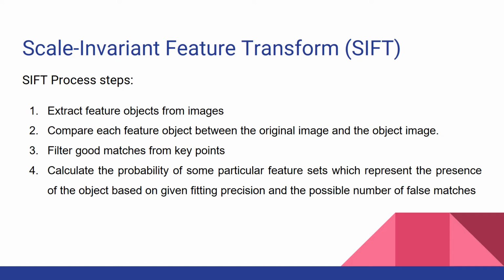probability of some particular feature sets which represent the presence of the object based on given fitting precision and the possible number of false matches. If the probability of some particular feature sets of two images satisfy the given fitting precision and the possible number of false matches, we can determine the two pictures are similar.